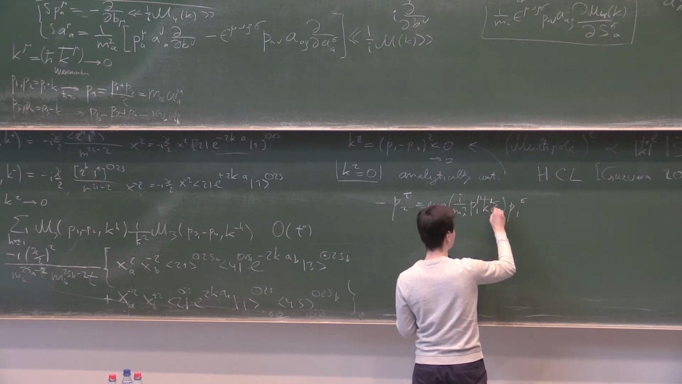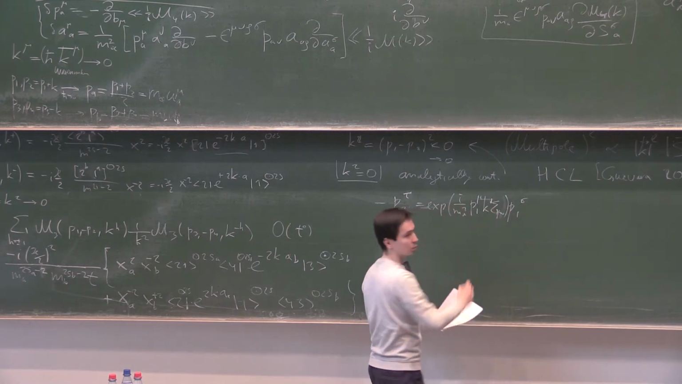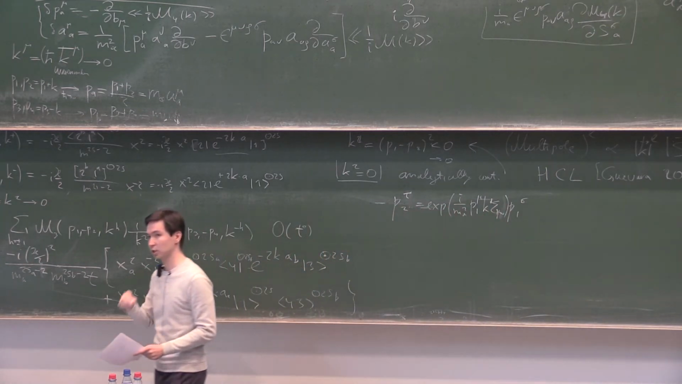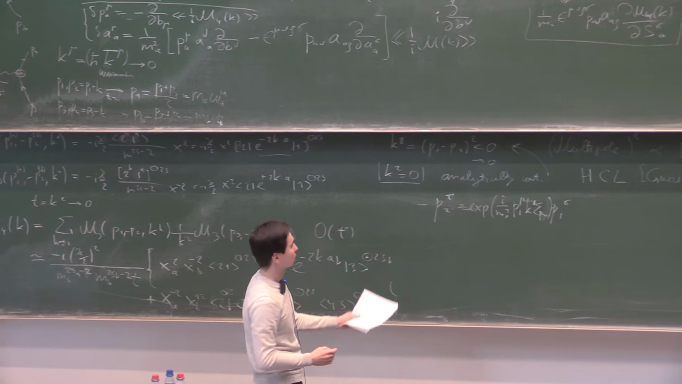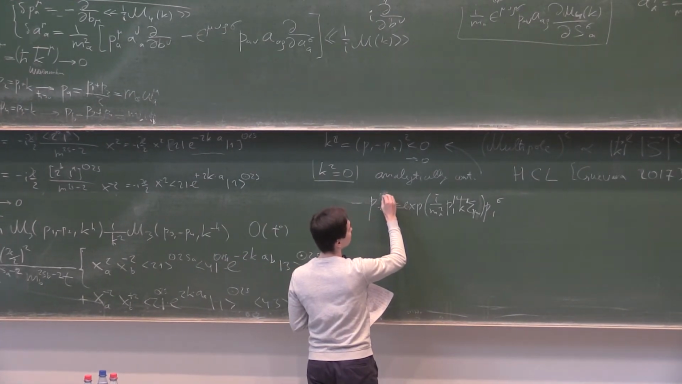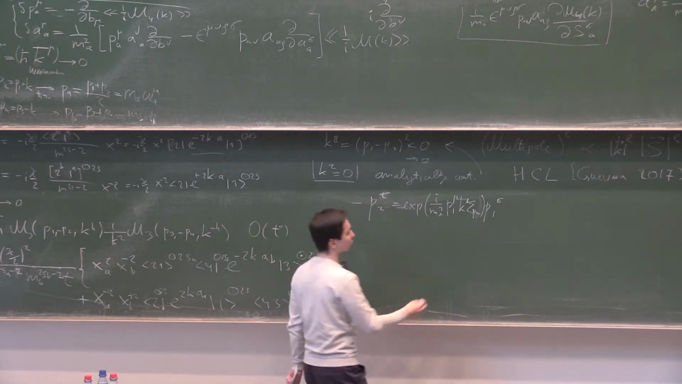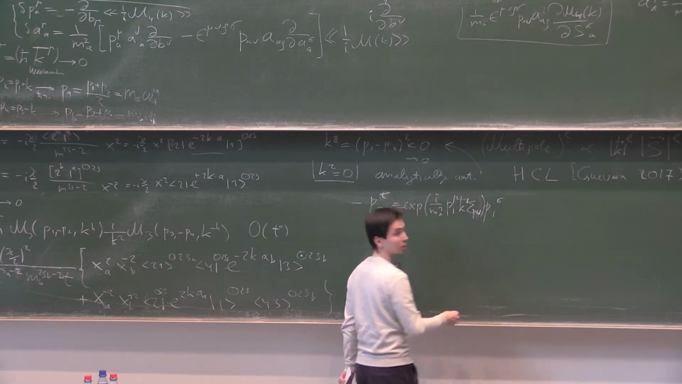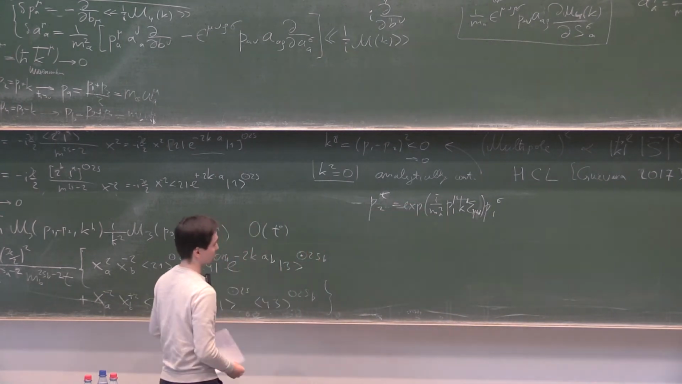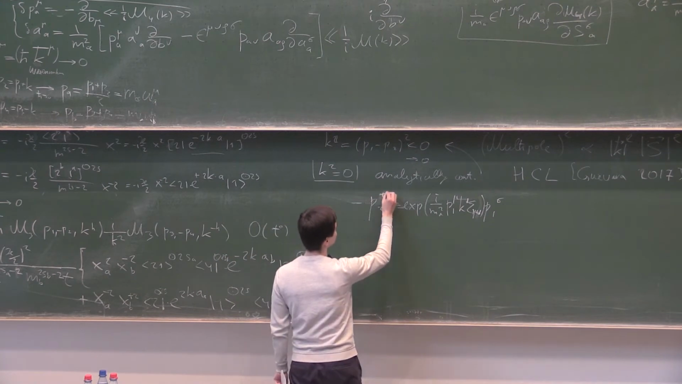So this will be sigma mu nu, which is the vector representation generator. To have such a simple formula for this boost, this is tau, you need k to be massless. The formula would be more complicated in the off-shell case.